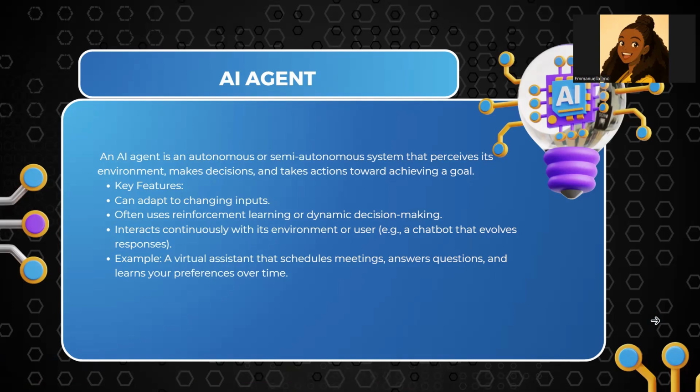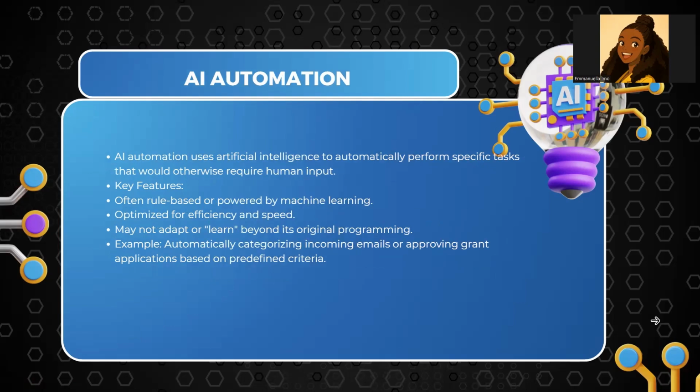It can also be an AI chatbot that is giving you responses based off on the information you've given to it. However, it's updating and getting better over time. Agents are great. Automation is also great.